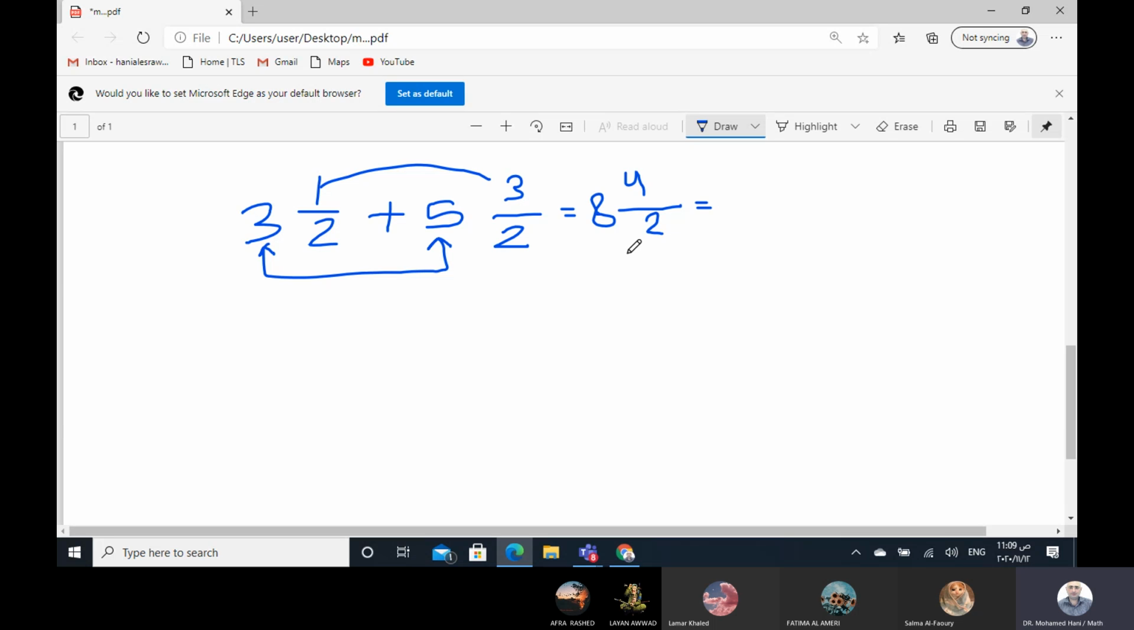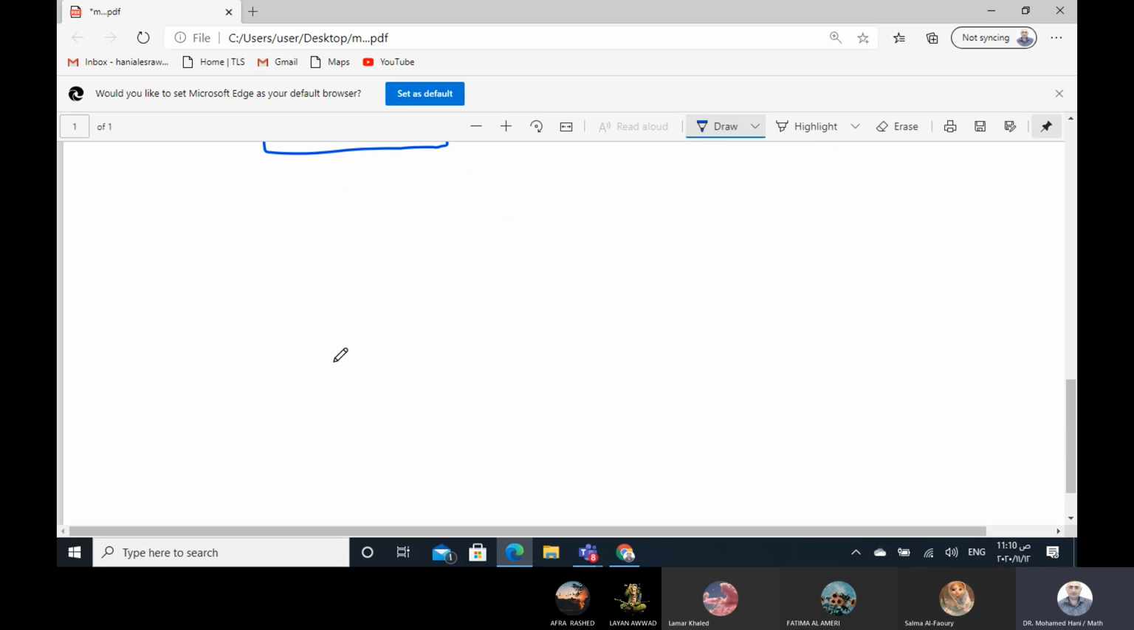Then you can do the simplest form if you can. Here, as you see, we have 4 over 2, which means 4 divided by 2. 4 divided by 2 will be 2. So 2 plus 8 will be 10. So the answer of Fatima is true. Thank you, Fatima. Right. The second question.